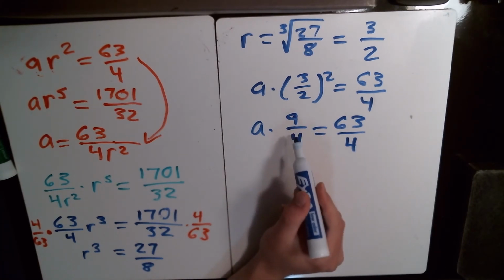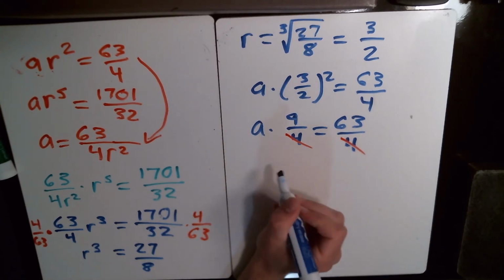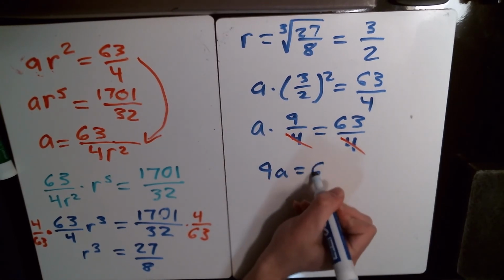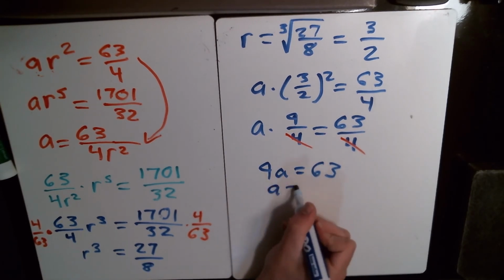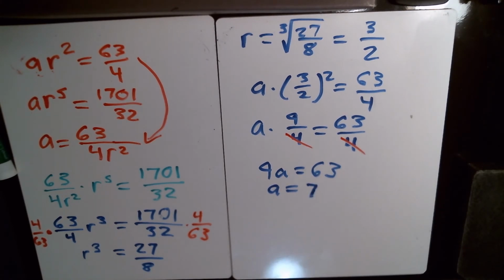To get rid of this 9/4, I'll times by 4 on both sides to get rid of the 4 on the bottom. But that'll cancel out of both sides. So just times by 4 on both sides will get rid of that 4 on the bottom. So we get 9a is 63. Then we just divide by 9. So a is 7, I think. Yeah. 7 times 9 is 63. Okay.